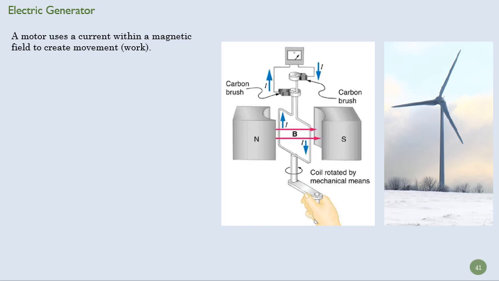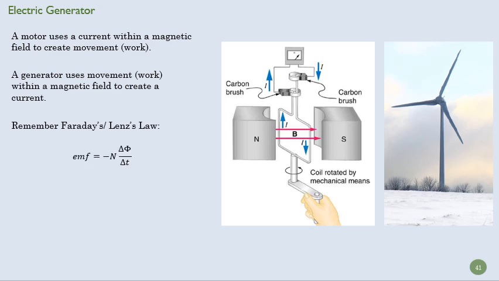A motor uses a current within a magnetic field to create work, to create movement. A generator uses movement within a magnetic field to create a current. So it's working exactly opposite. This is like an electric car, where you have a battery that creates a current and that leads to the movement of the wheels. This is like one of those great windmills in which you use the movement of the windmill to turn a rotor that moves within a magnetic field, and that creates a current that generates electricity.